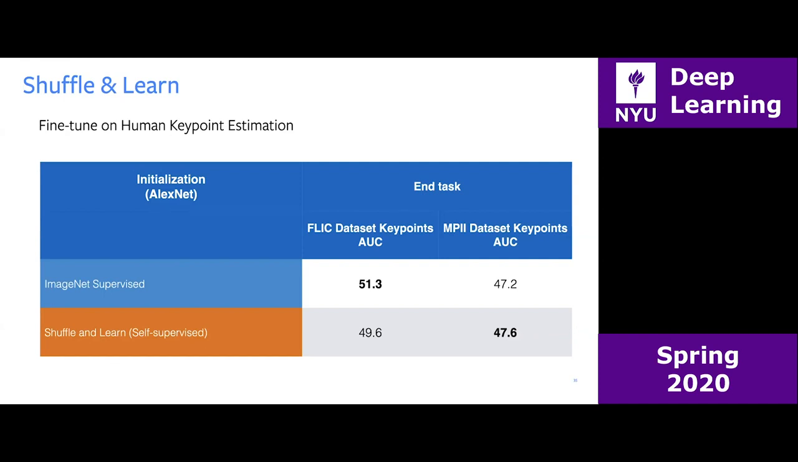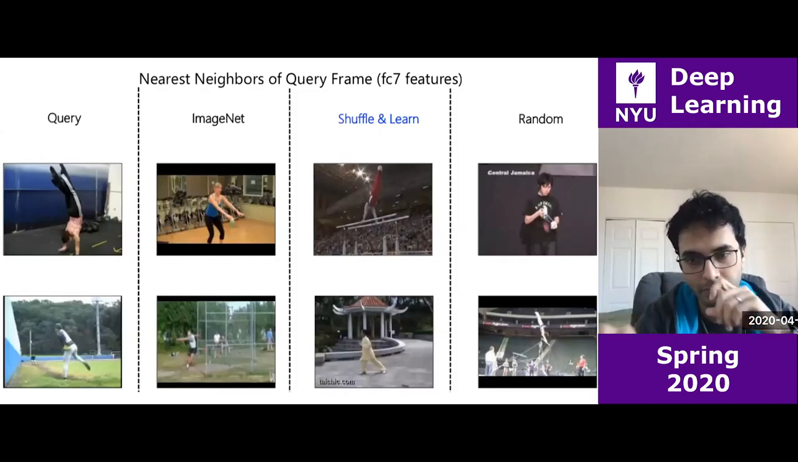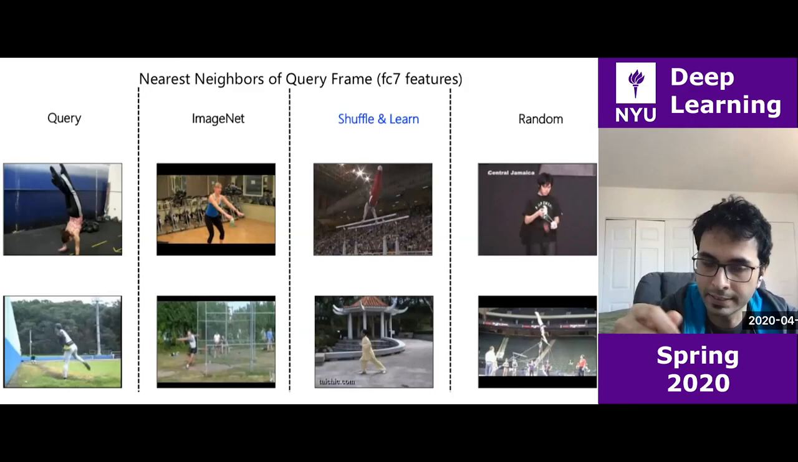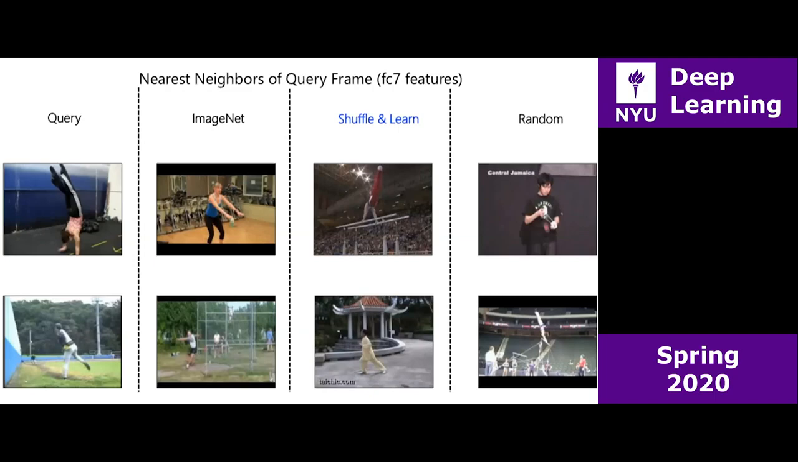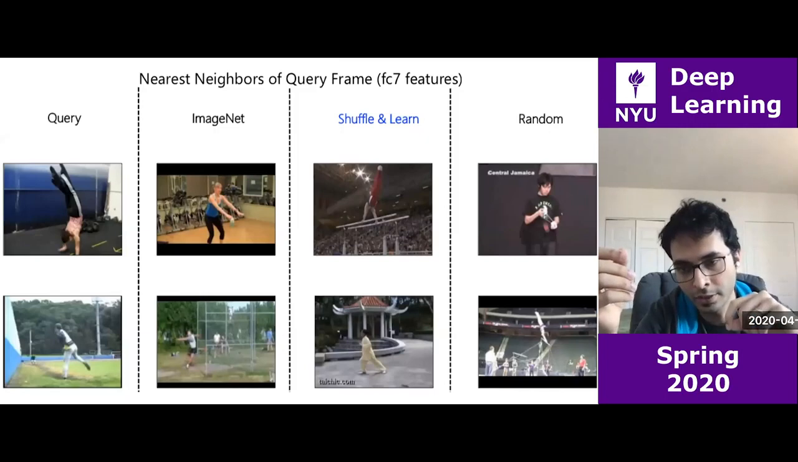Isn't it strange that it did this well since shuffle and learn focuses on the background? So it actually focuses a lot on the foreground. That's what I was trying to talk about in this example. If you look at what the nearest neighbors are, it's really looking at the person. It's looking at the upside down person to come up with its nearest neighbor. The reason is, if you want to talk about ordering of frames, I really need to focus on things that move. And in these videos, people are the things that move. So if it focused on the background, it would not be able to solve the shuffle and learn task.